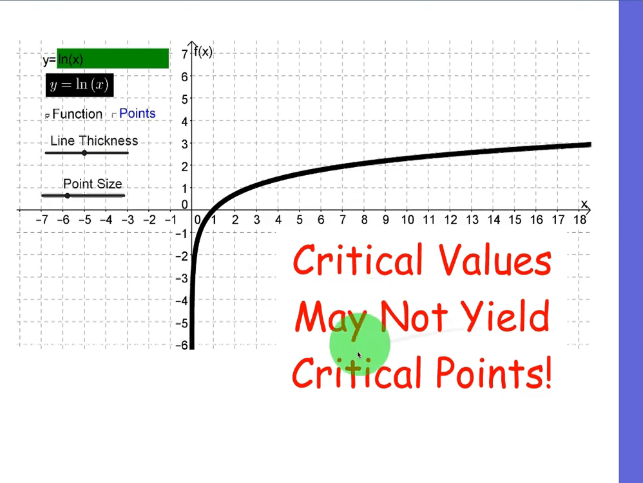Critical values may not yield critical points. Here's the graph of natural log of x, and I need to put some arrows here. But we can see that there are no values for a horizontal tangent line, and no values where the derivative doesn't exist on the domain of natural log of x. Now at 0, there's an asymptote, but that's not part of the domain of the function. So this illustrates that just because you have a critical value doesn't mean you have a critical point.